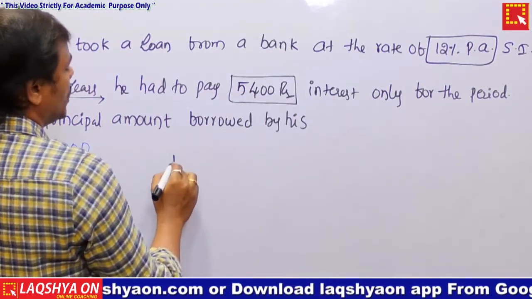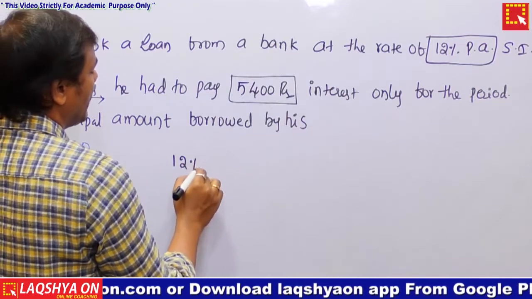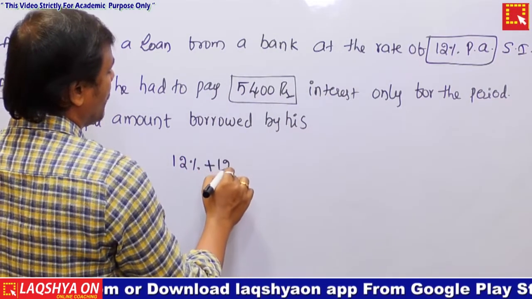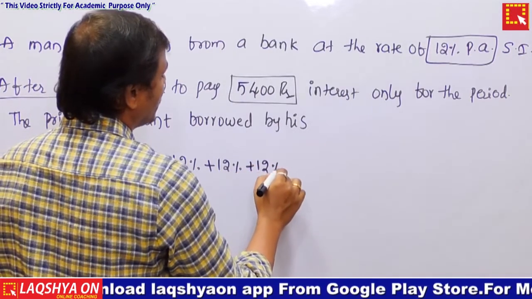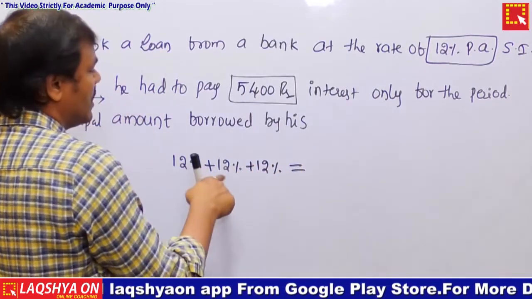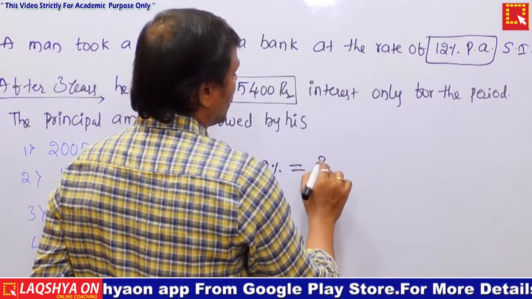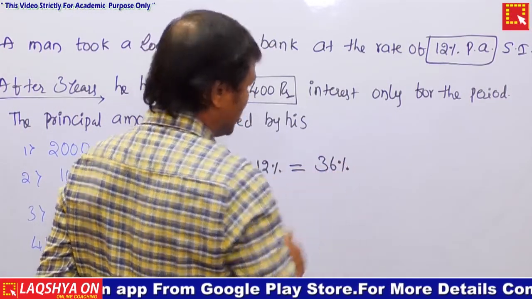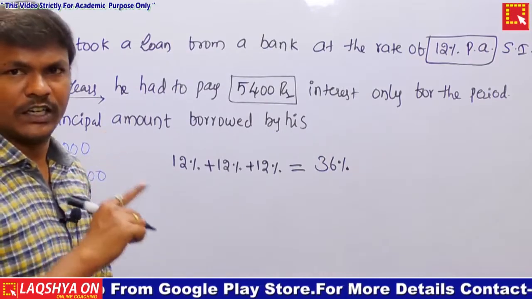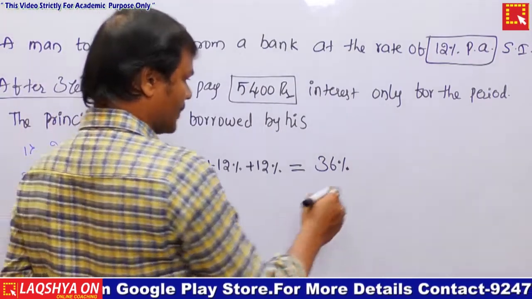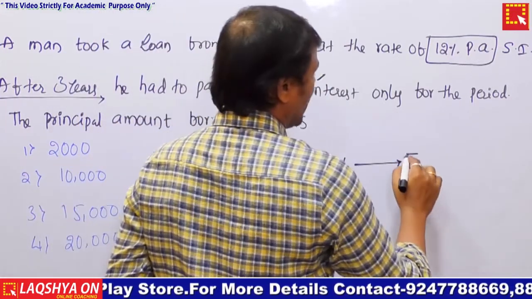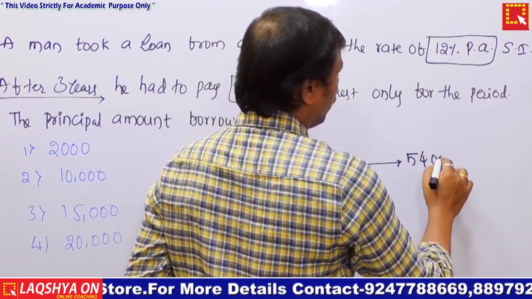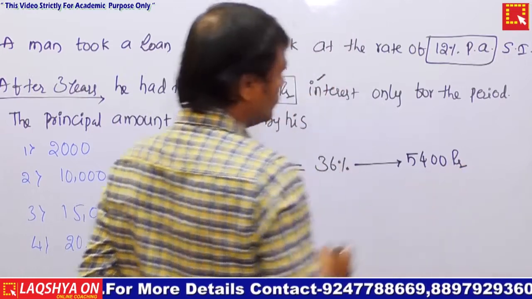That means 12% per annum: every year he has to pay 12% interest, in the second year 12% interest, and in the third year 12% interest. So the total interest is 12% into 3, that is 36%. He paid 36% as interest, and how much did he pay? 5,400 rupees.